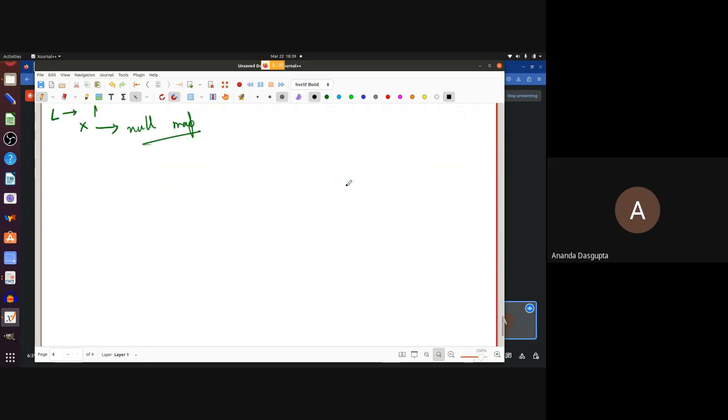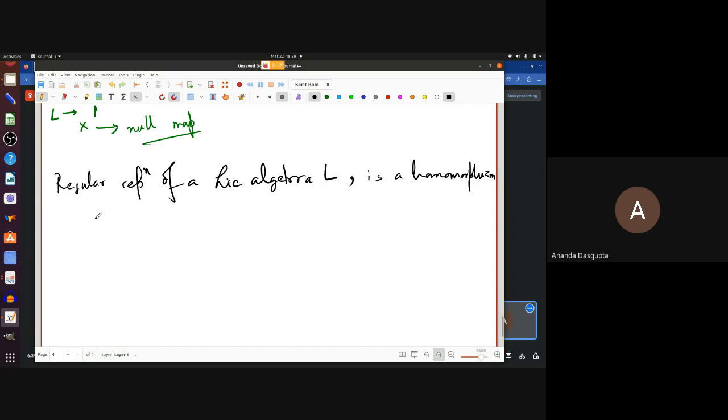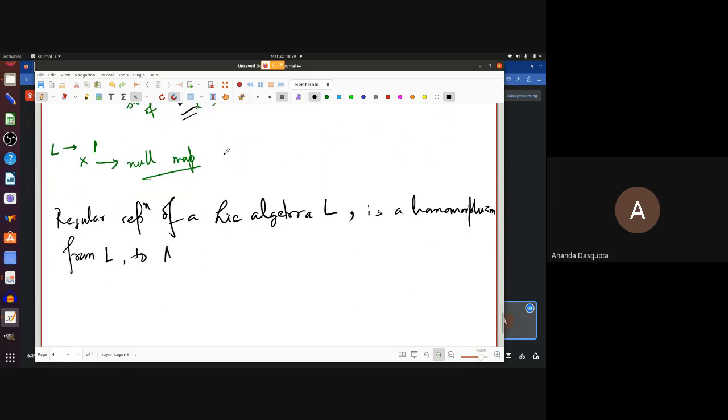Well, by a very same kind of logic, a regular representation of a Lie algebra L is basically a homomorphism, a special kind of homomorphism, of course, from L to, instead of all linear maps, linear maps acting on L.